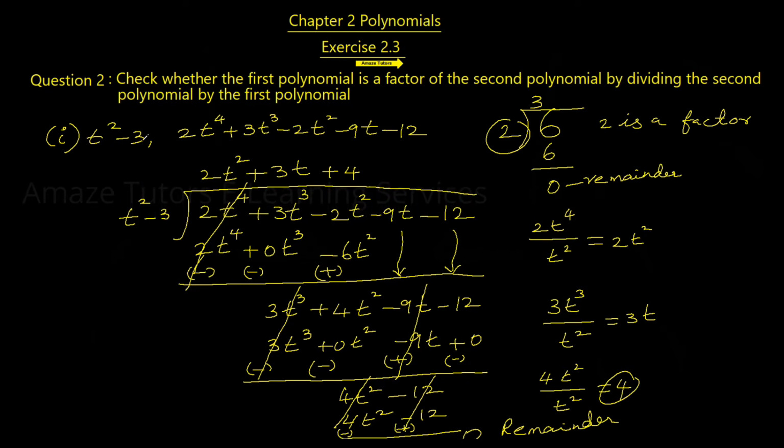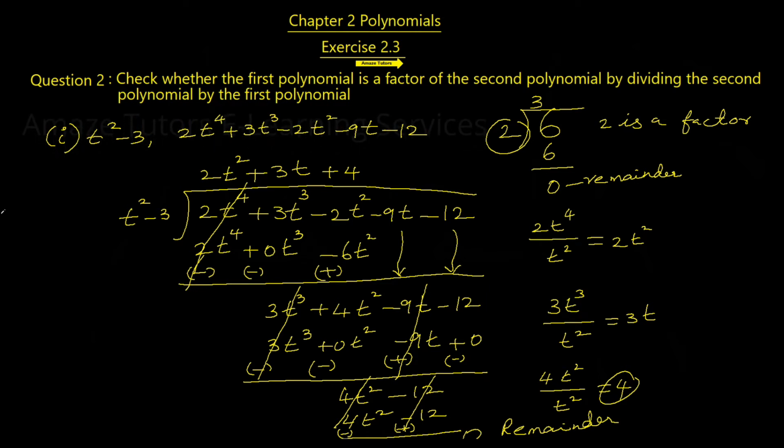What can we tell about the first and second polynomial? The first polynomial t squared minus 3 is one of the factors of the given second polynomial because the remainder is 0. I hope you understand how to do this type of question, students.